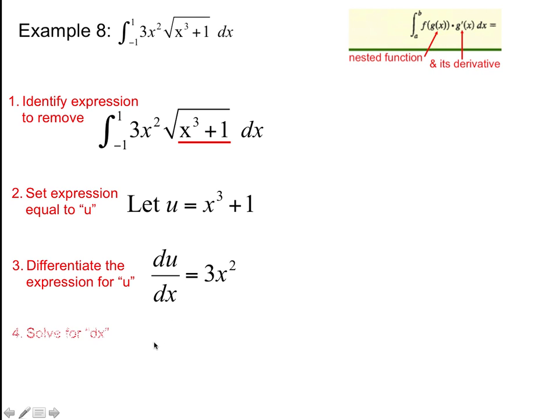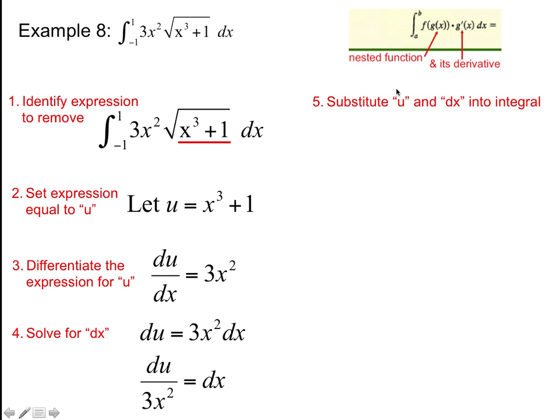Step 4, we're going to solve for dx. So we're going to multiply both sides by dx, and we're going to divide both sides by 3x squared. And then we can go ahead and get our easier integral. This easier integral is going to be in terms of u, and we're going to have to get our new limits. So we're going to go through piece by piece, and we're going to drop the upper and lower limits until we're done integrating.